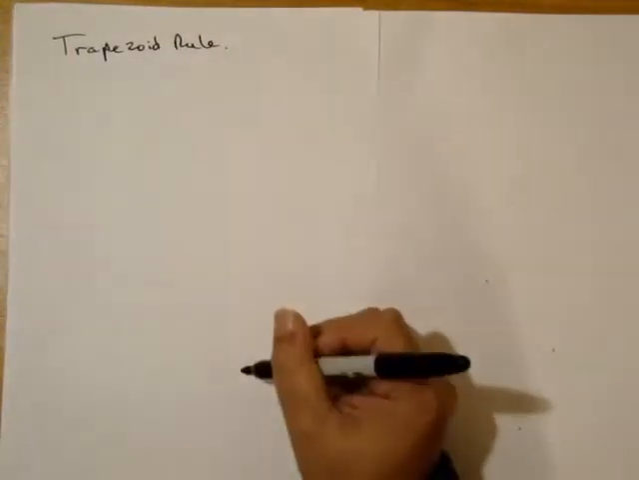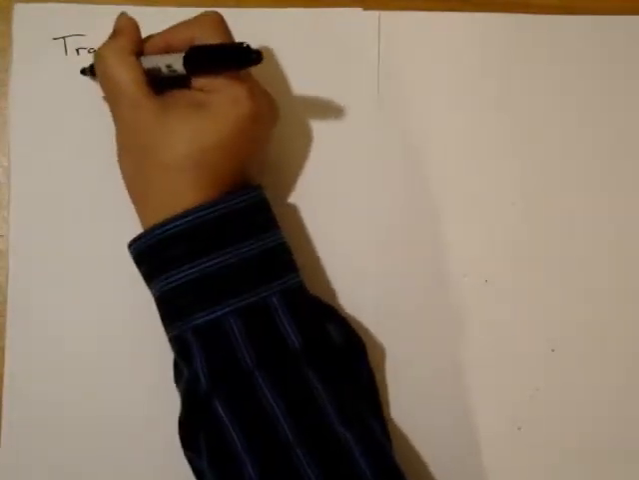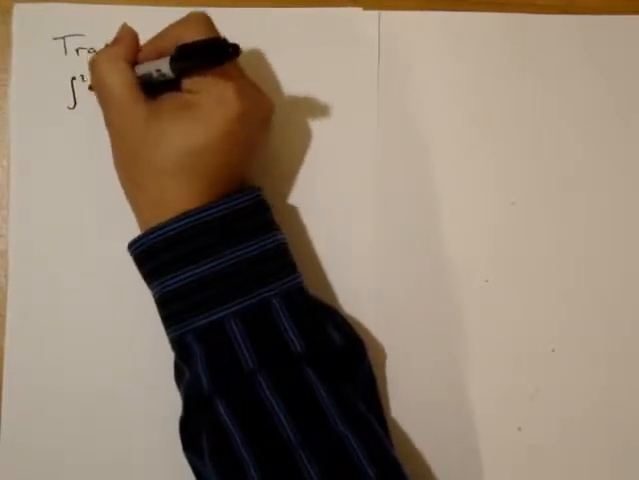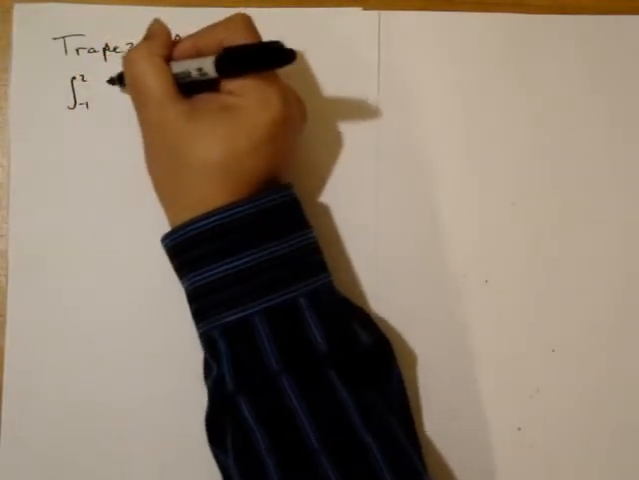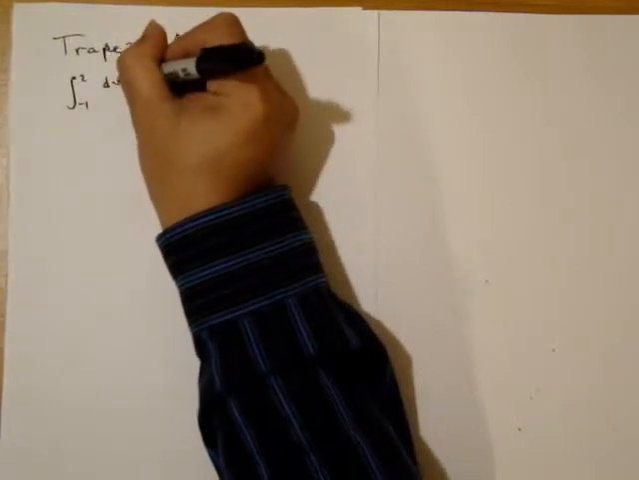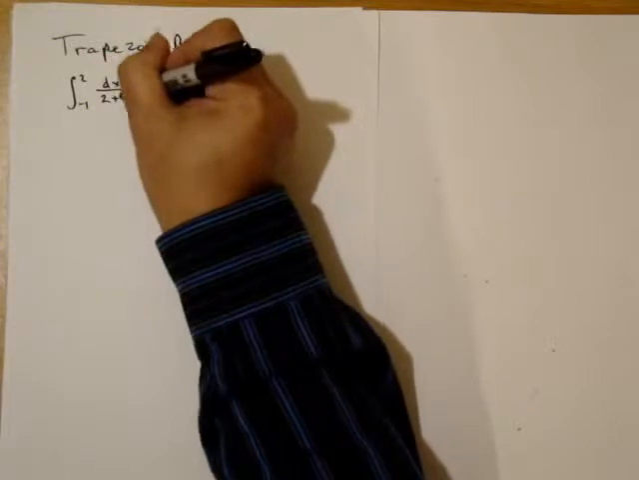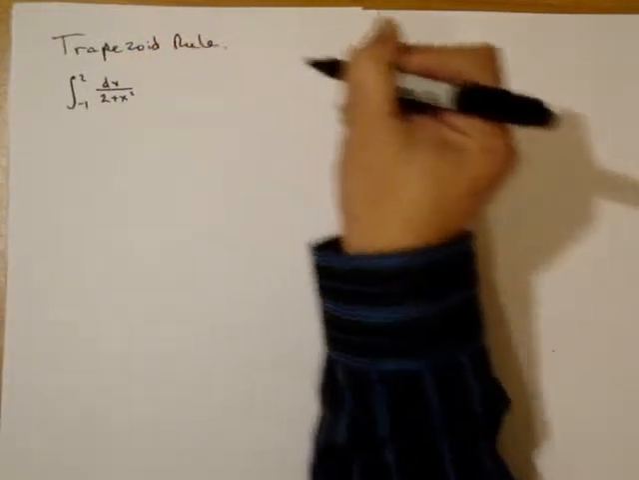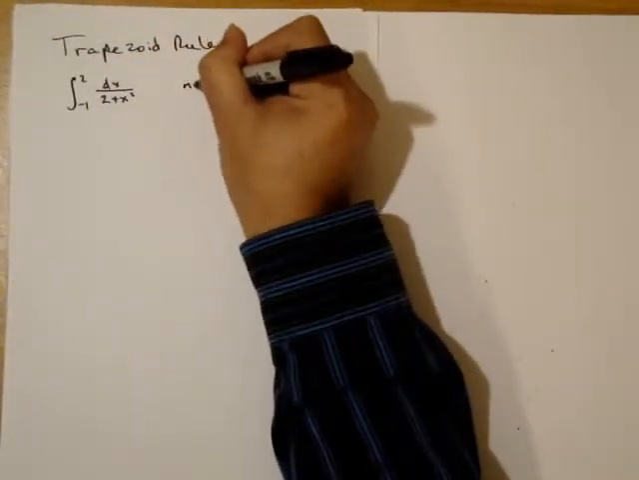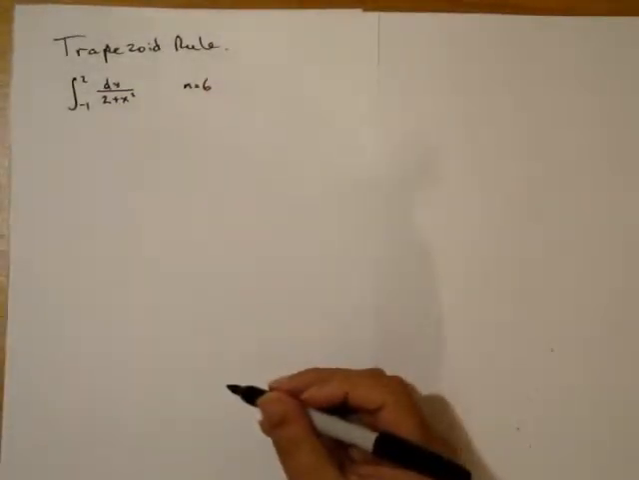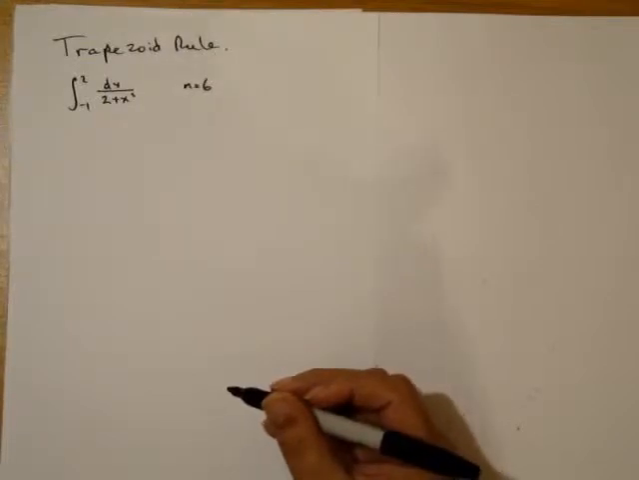And we're going to estimate the integral from -1 to 2 of dx over 2 plus x squared, where the number of strips is 6. So first of all, we have to work out the width of each strip.